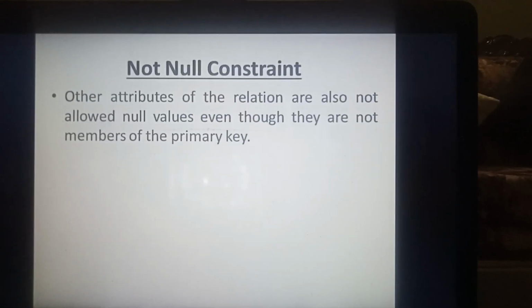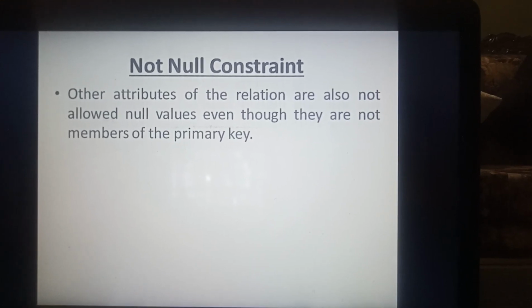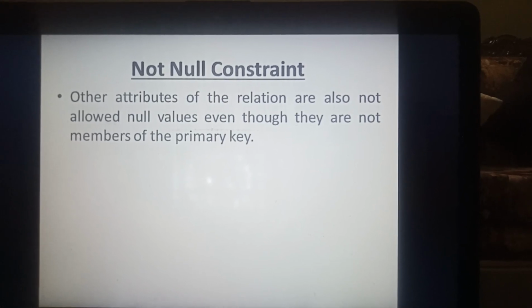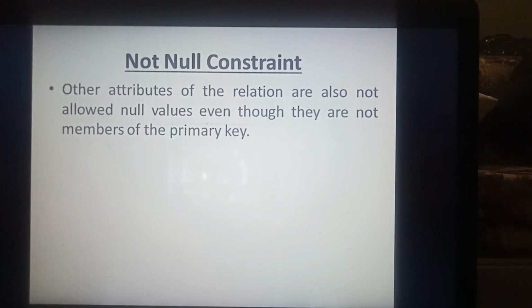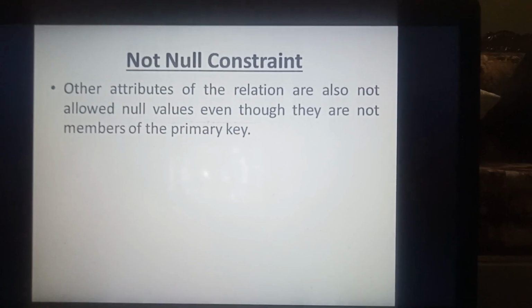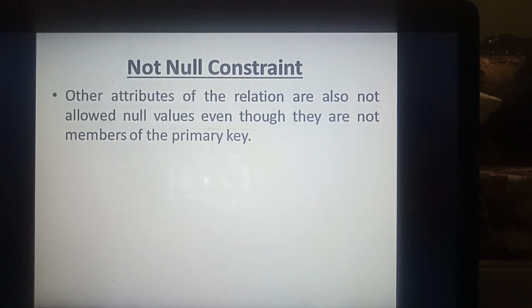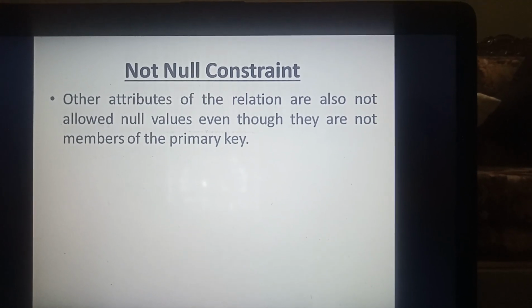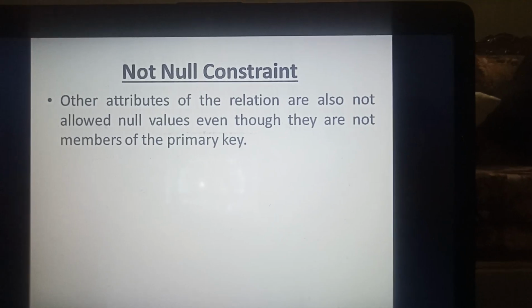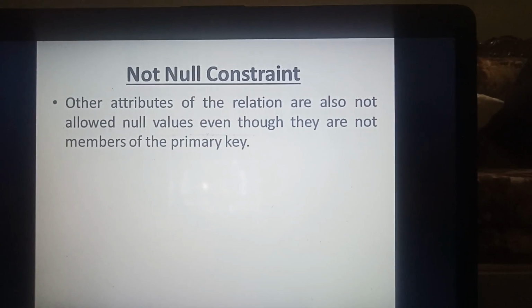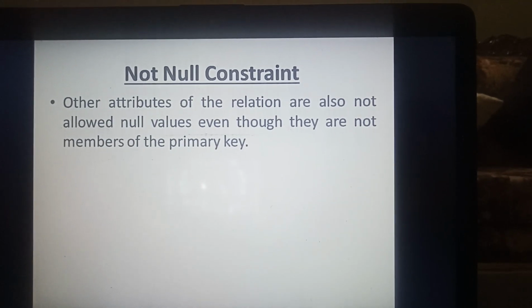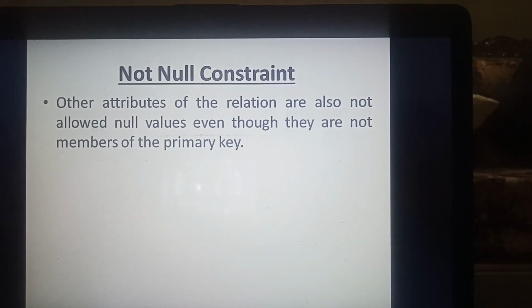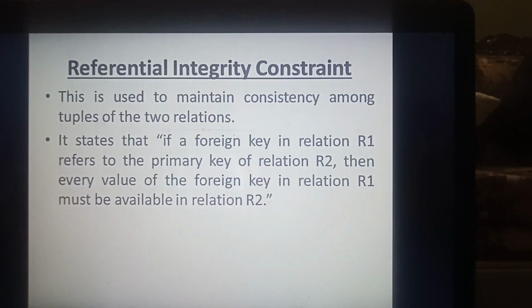Third constraint is not null constraint. Now other attributes of the relation are also not allowed null values even though they are not members of the primary key. As we have already discussed, a primary key cannot have null values. Similarly, we can apply not null constraint to other attributes also. Suppose we have assigned not null constraint to the name attribute. So the name attribute cannot have null values.